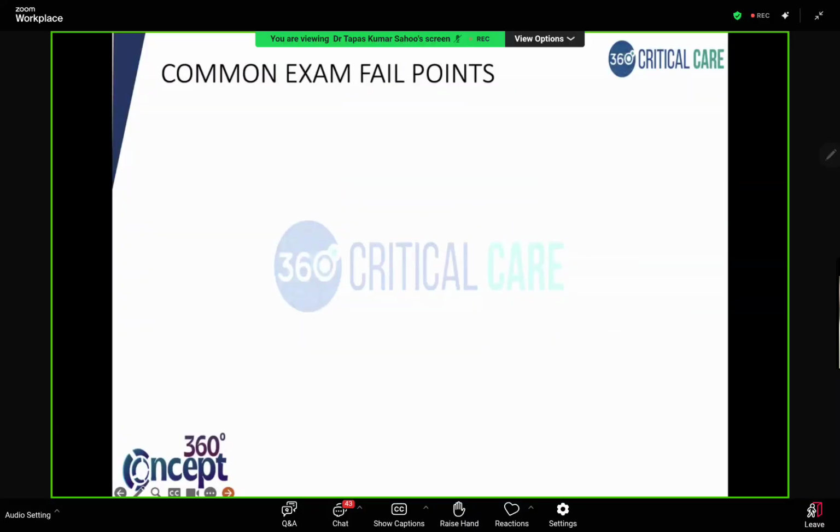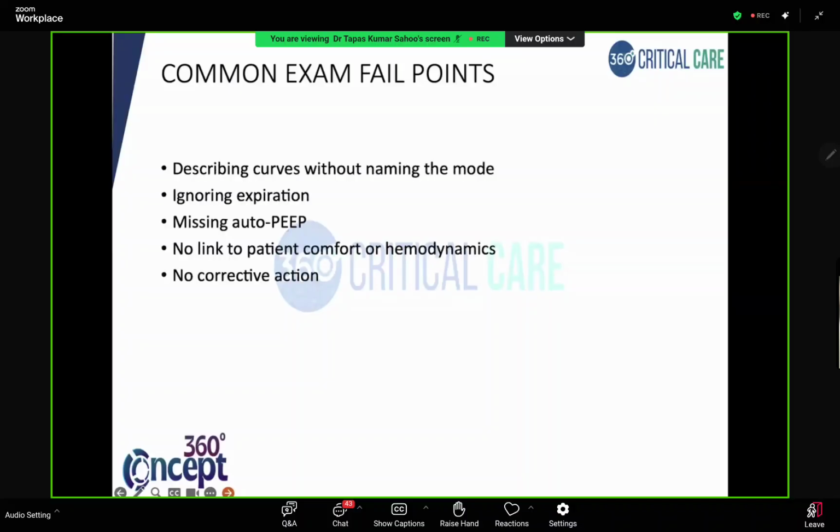Now, common exam fail points. When you are talking about gold, you should also look at the coal. Okay: describing curves without naming the mode, ignoring expiration, missing the basic things like auto PEEP, some of the standard maneuvers you are not knowing, you are not confident, low link to the patient comfort or the hemodynamics, and you have not discussed anything about how you are going to take corrective action. This is something the examiner would not take 5 seconds to fail you.